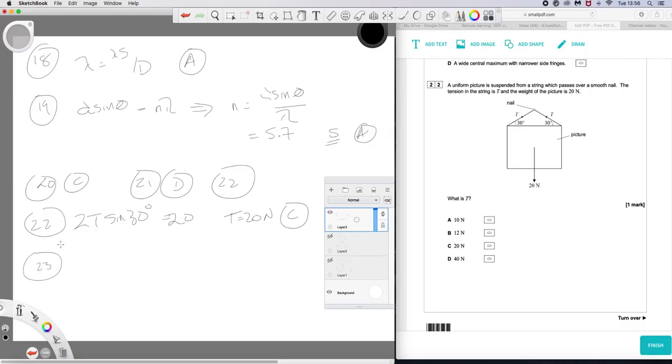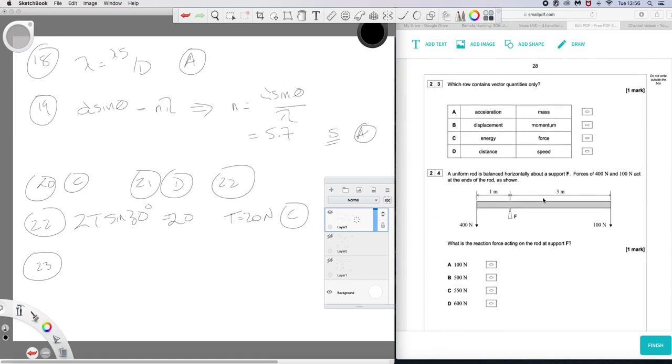23. Vectors, only vectors, yes, no, yes, yes, no, yes, no, no. Displacement, momentum, B.